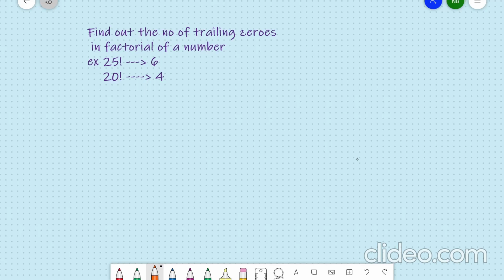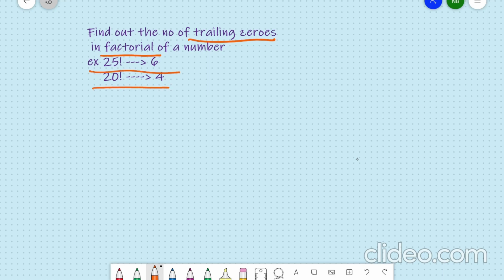Find out the number of trailing zeros in the factorial of a number. I believe the program for this problem will be very easy, but we need to understand it theoretically to make the program an easy one. So what is the question all about? What are trailing zeros? Trailing means the digits at the end. And they're talking about the factorial of a number.